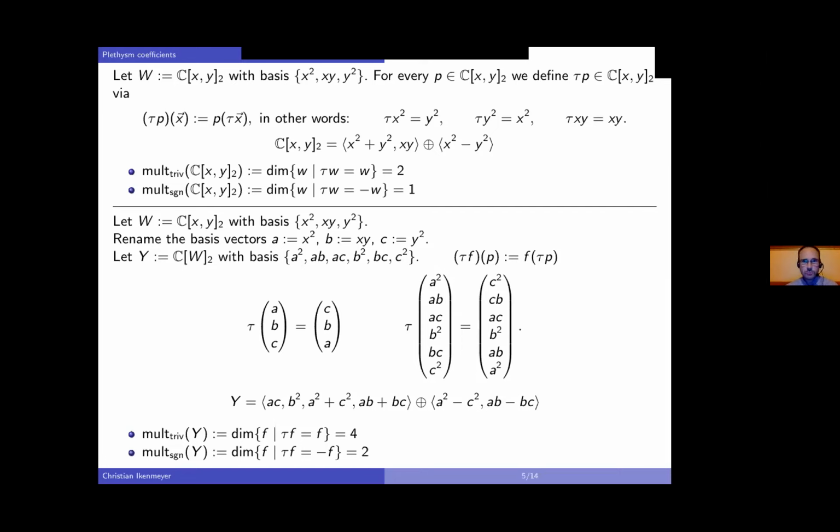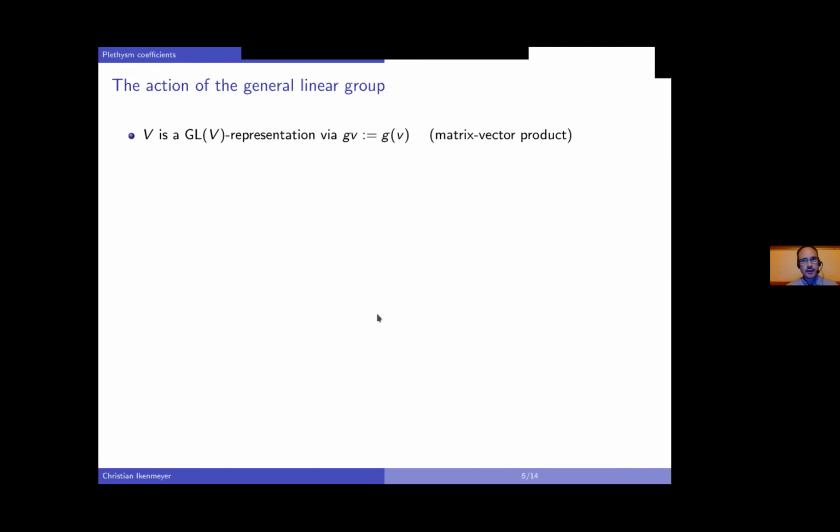The general linear group, unfortunately, is a bit more complicated, and I will quickly go through this. It's not completely crucial. First of all, V is a GL(V) representation: if somebody gives you some element in GL(V), you just apply it. That's just your usual matrix-vector product.